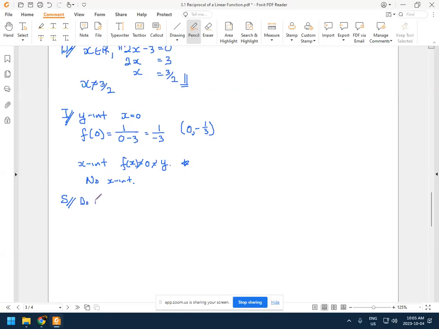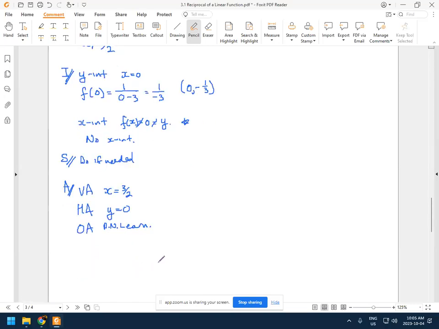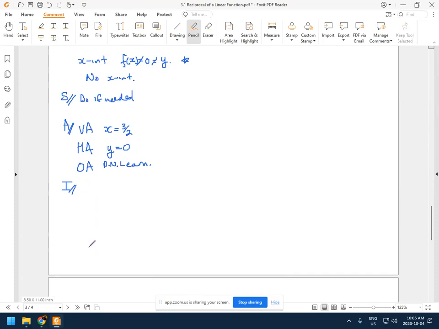Moving on. Do later, do if needed. Asymptotes. Is there a vertical asymptote? Yes. Is there a horizontal asymptote? Yes. Is there an oblique? Well, we didn't learn it. You have to wait and be patient. You probably don't want to learn it anyways because a lot of students don't like it. Intervals. Let's do it.